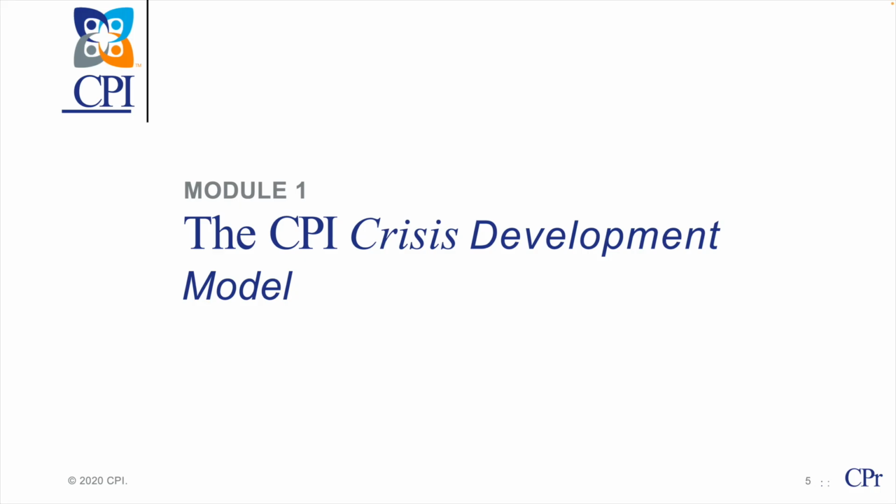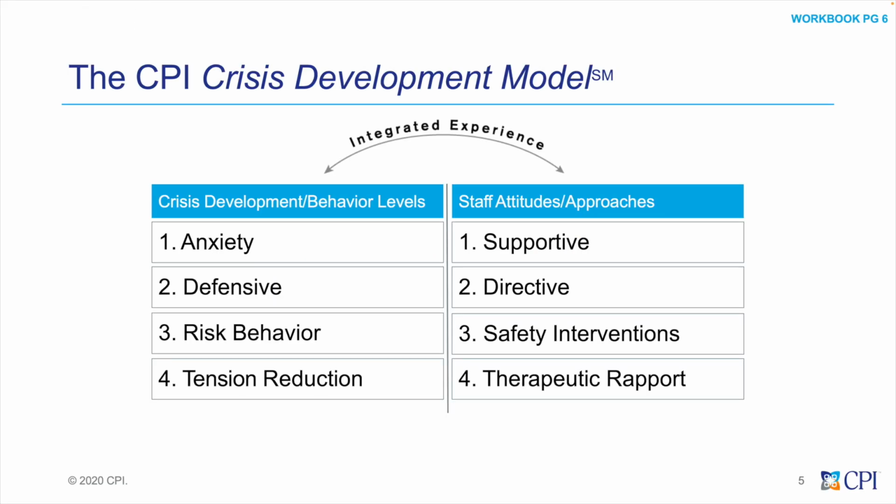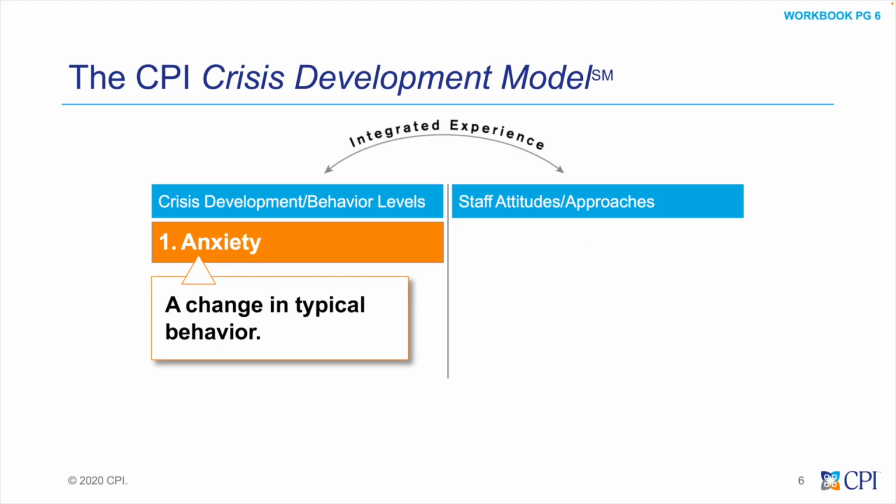So the CPI crisis development model. The CPI crisis development model is very much an integrated experience. So we see on the right-hand side there, staff attitudes and approaches, and on the left-hand side, anxiety. Okay, so the very first one, anxiety, is a change in typical behavior. We know this to be true. We sometimes see it in our students, and in fact, we often feel it ourselves.